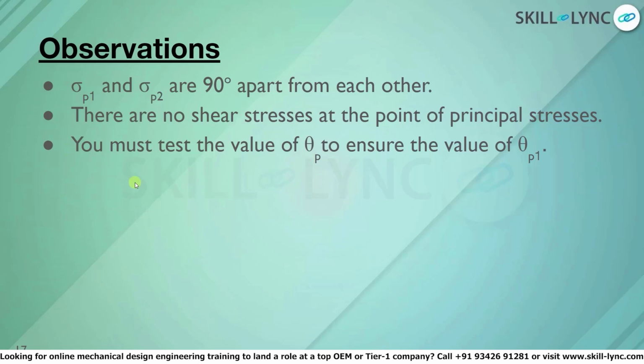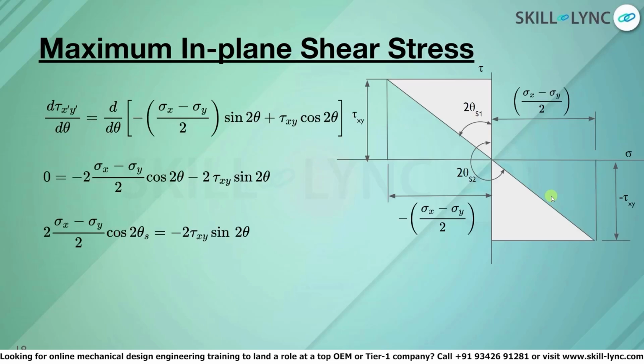Also, we should take care and we must test the value of theta p to ensure that the value of theta p1 is correct. Now we'll move on to maximum in-plane shear stress. It is exactly similar to what we saw with in-plane normal stress, but this time we are going to use the second and fourth quadrants. In the first case, we were using the first and third quadrants.